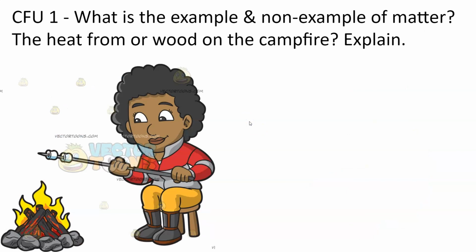So in this picture, you have someone heating up some marshmallows on a campfire. So which one would be an example of matter and which one would be a non-example of matter? The heat or the wood on the campfire? And then explain your answer. Pause the video now. When you press play again, the answer will be revealed.